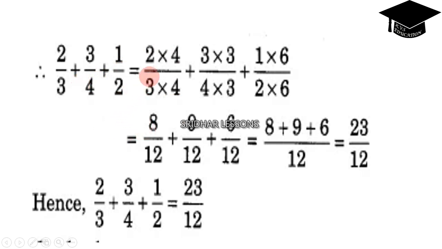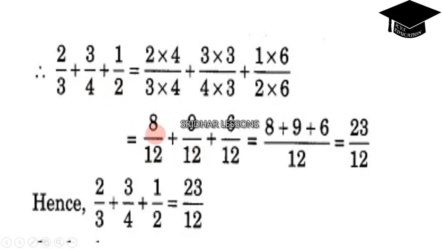So we can make this as 2 by 3 into 4 by 4 plus 3 by 4 into 3 by 3 plus 1 by 2 into 6 by 6. What I am doing, I am making the common denominator. These three fractions are having different denominators. Now I am making the common denominator.